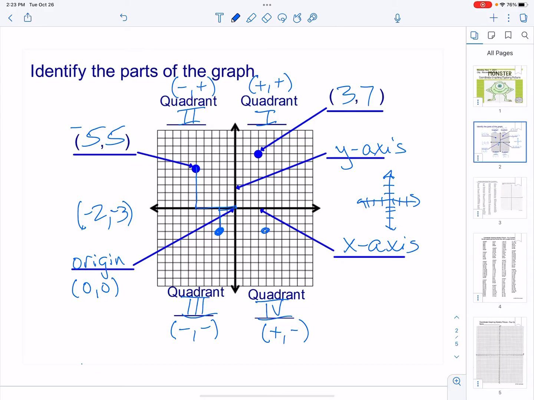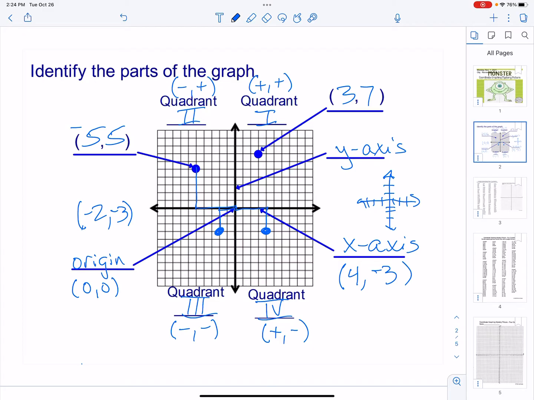Okay, so what if we did one more coordinate over here in quadrant 4? Well, in this coordinate, it's going to go right 4. So your first number is going to be 4. Your second number is going to be a negative 3. So those are coordinates in each one of those quadrants. And that's how you do a coordinate.